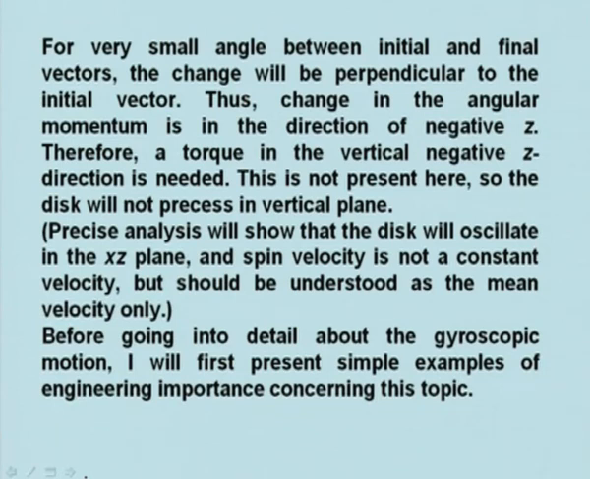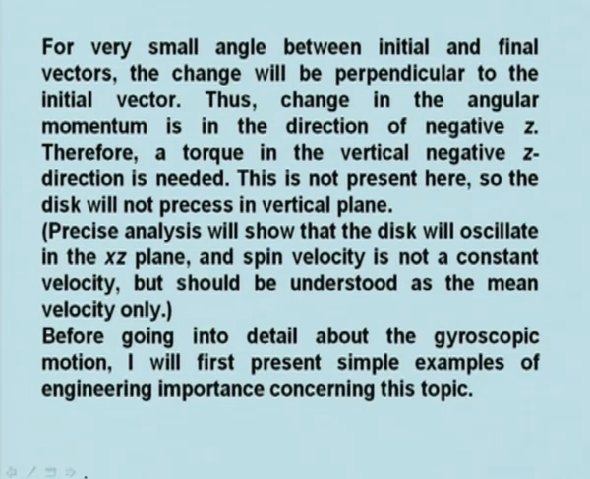Thus the change in the angular momentum is in the direction of negative z. Therefore, a torque in the vertical negative z direction is needed, otherwise this cannot take place. This is not present here, so the disc will not precess in the vertical plane. That is the way it has been shown.